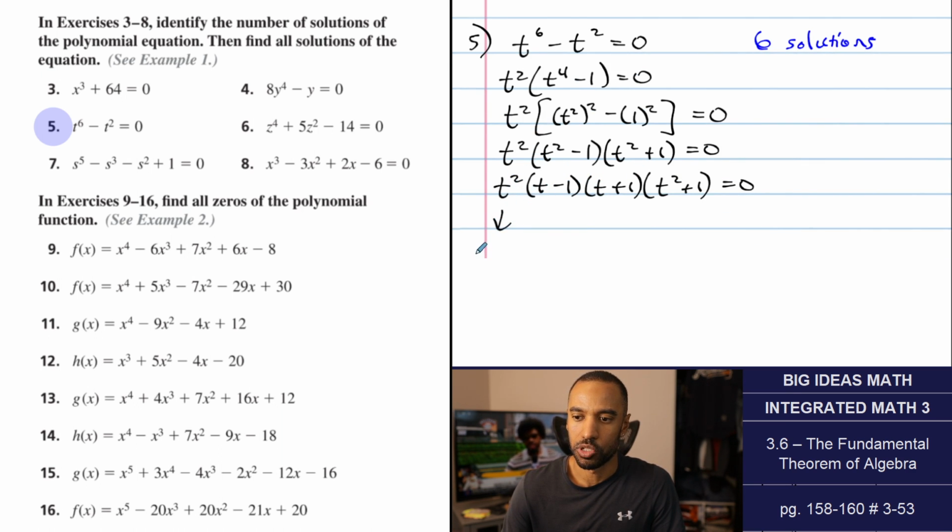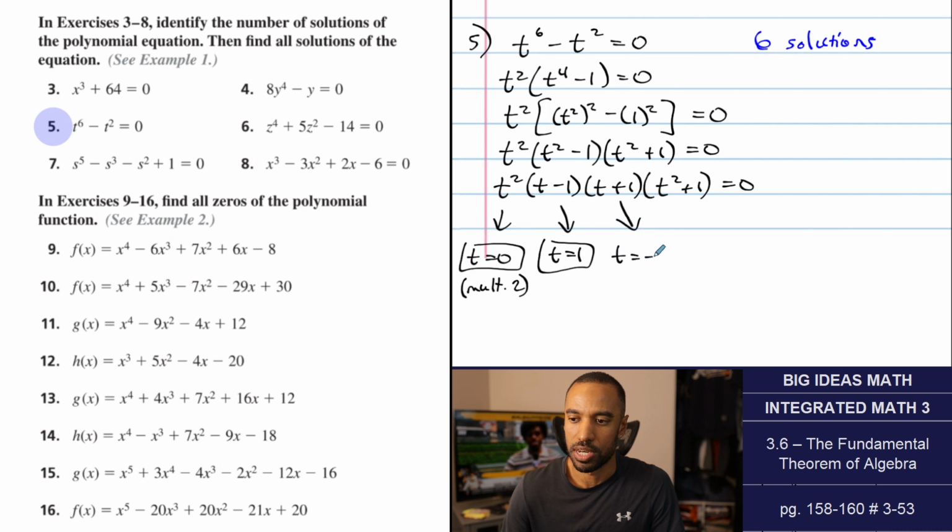If t squared equals 0, then t equals 0. However, this has a multiplicity of 2. Keep that in mind because that one is squared, that's what's going on there. If t minus 1 equals 0, then t equals 1. So here's the solution so far. T equals negative 1. And now we got to solve for this one.